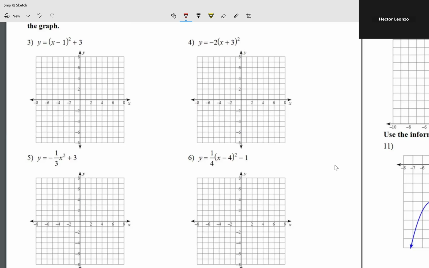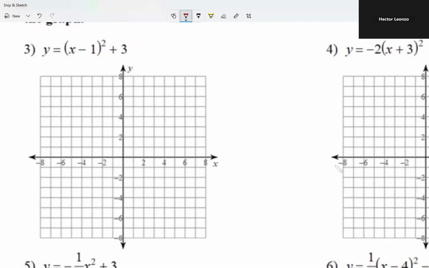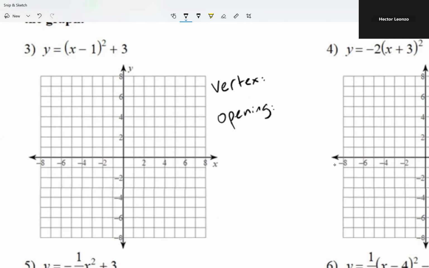So for the first thing, I'm asking for the vertex. Now, one pretty cool thing here. I'm looking at question number 3. And I'm just going to be asking for the first lecture, I'm going to be asking for the vertex and the opening. Now, people might be wondering, what is that thing called vertex?